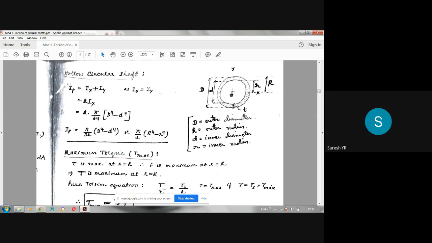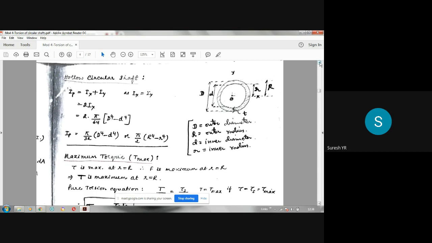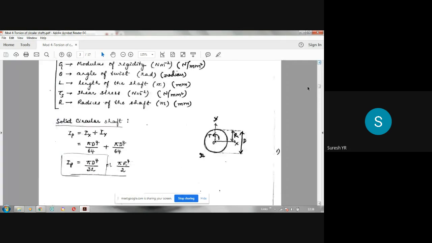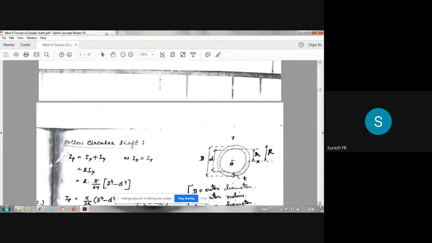Now in this case also, Ix plus Iy, here also Ix is equal to Iy. So d power 4 is replaced by d power 4 minus small d power 4. That is the answer. So for a solid circular shaft, it is pi d power 4 by 32. For a hollow circular shaft, it is pi into d power 4 minus small d power 4 divided by 32, or pi into capital R power 4 minus small r power 4 divided by 2. So that is the formula for polar moment of inertia.